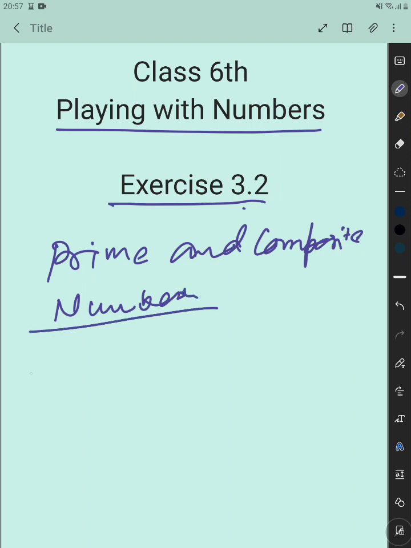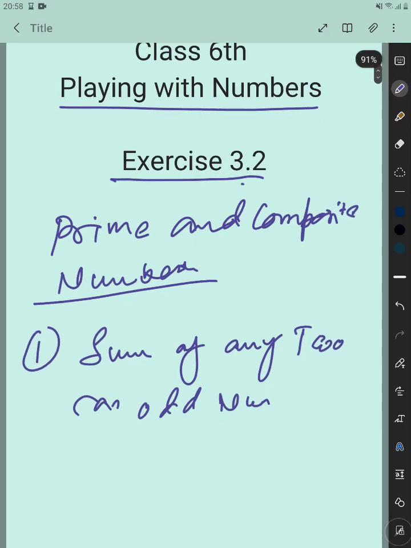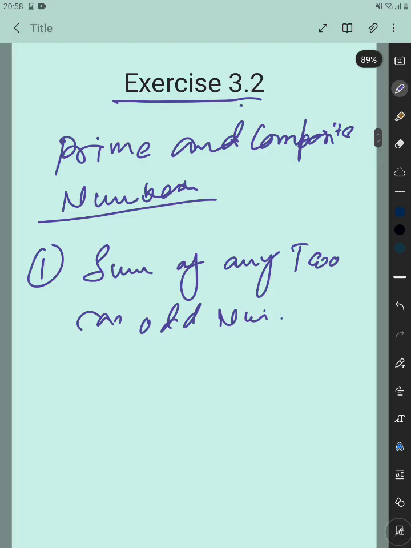So what is the first question? First question is, what is the sum of any two odd numbers? Any odd number. So the first part is asking whether the sum will be an odd or even number.